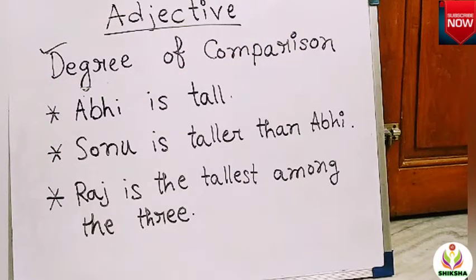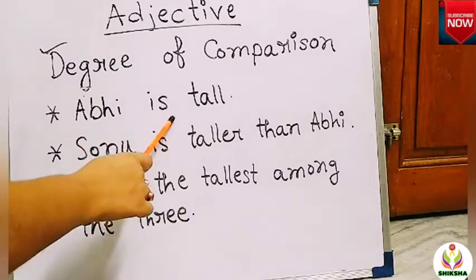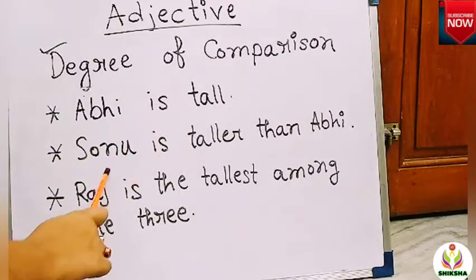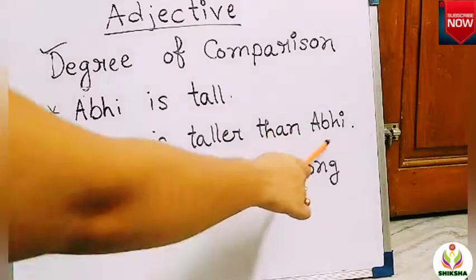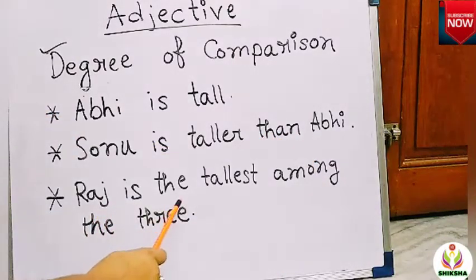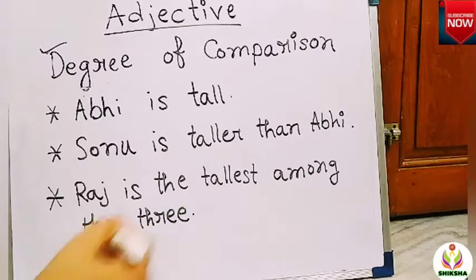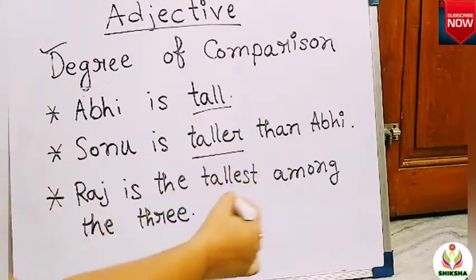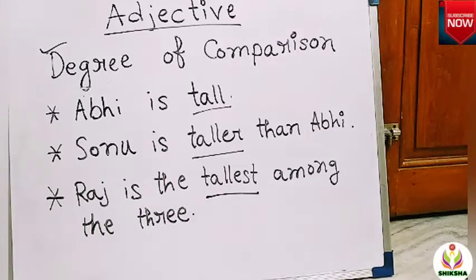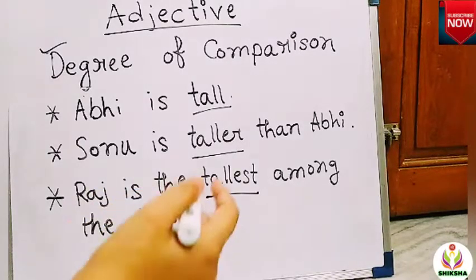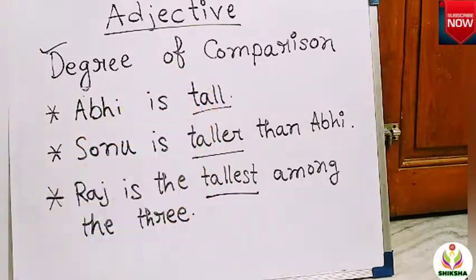Let's see some examples. Abhi is tall. Sonu is taller than Abhi. Raj is the tallest among the 3. So here tall, taller and tallest are the 3 different forms of the same adjective tall.